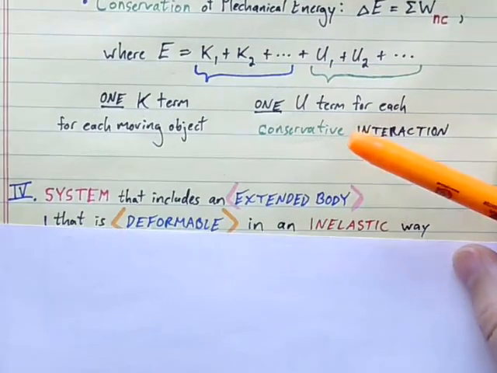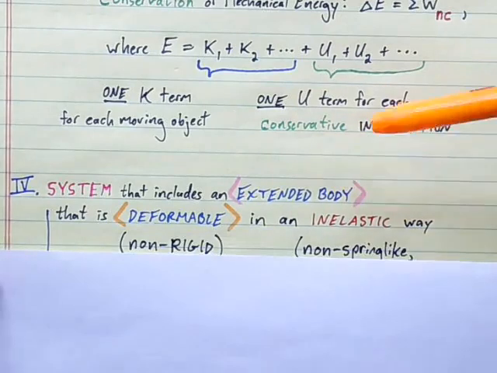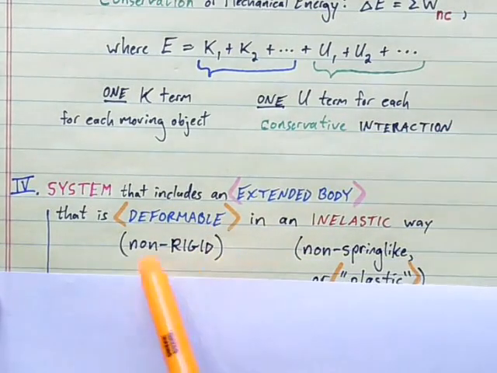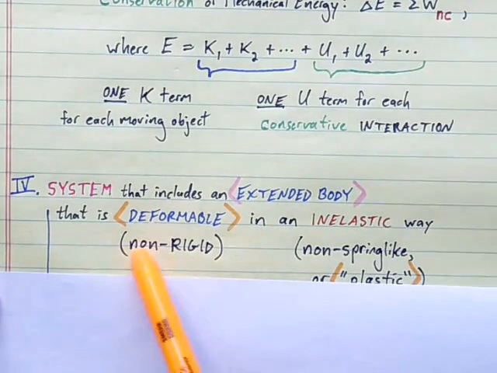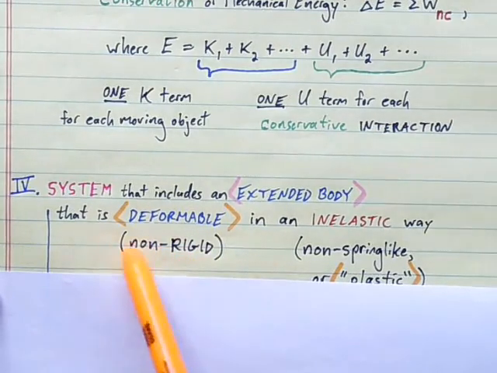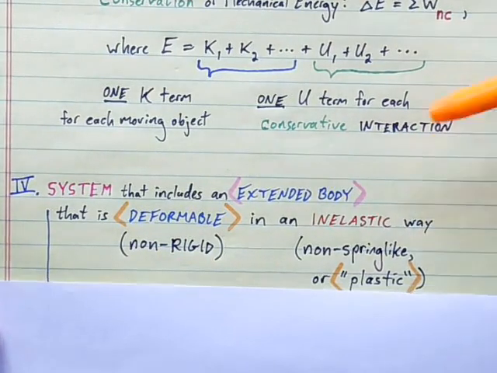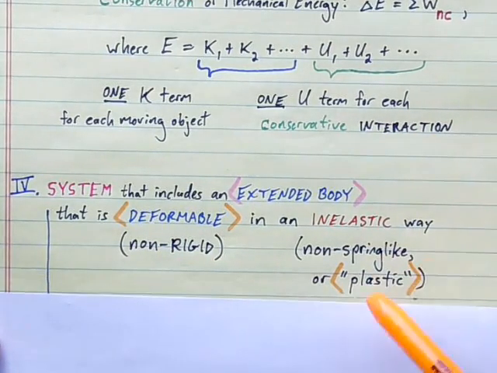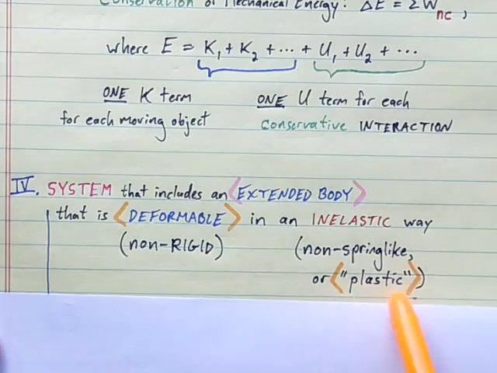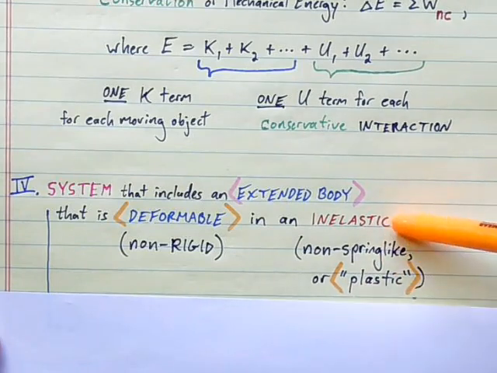So lastly, what if you have a system that includes an extended body that is deformable, meaning non-rigid? It can change shape, it can dent, it can bend, it can stretch, it can compress. It is deformable specifically in an inelastic way. That means a non-spring-like way or a plastic way. Plastic being the opposite of elastic. Something that when you change its shape, it doesn't change back on its own.